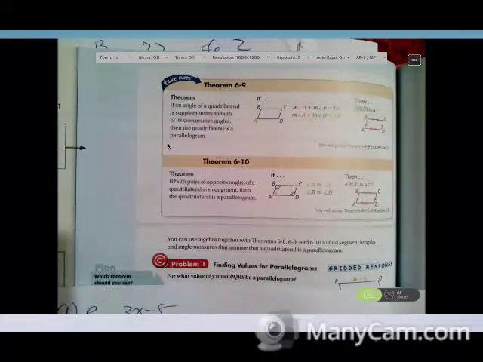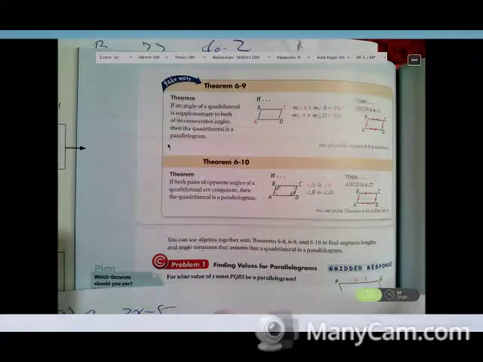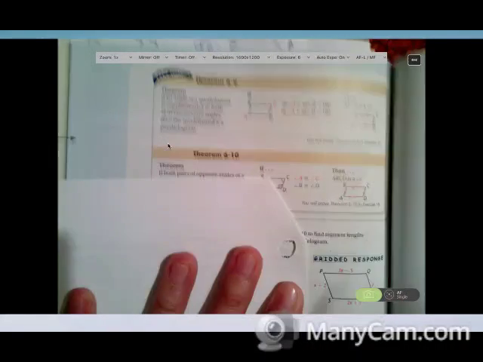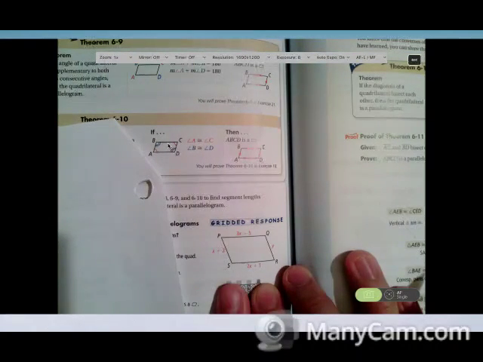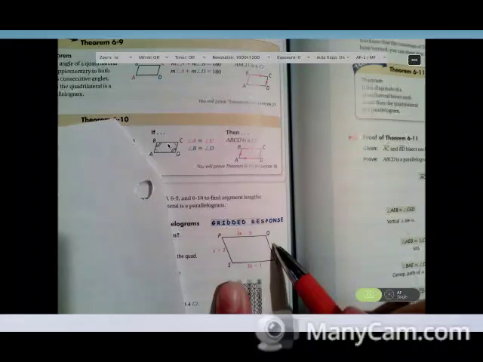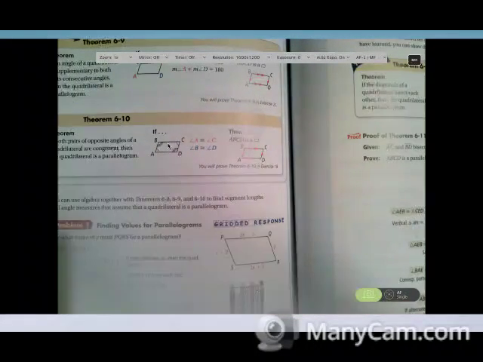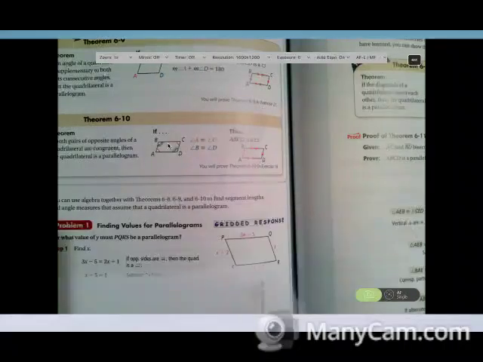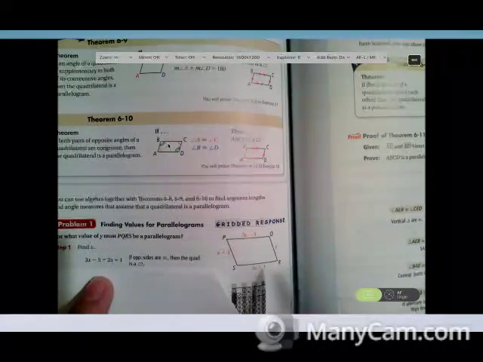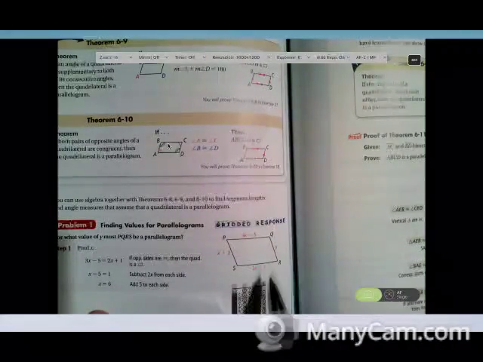I want to find the value of y for PQRS in order for PQRS to be a parallelogram. So that means in order for PQRS to be a parallelogram, these two sides must be congruent to each other and these two sides must be congruent to each other. So that means that 3x minus 5 equals 2x plus 1. When we solve for x, x equals 6.